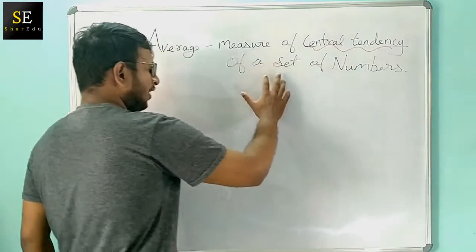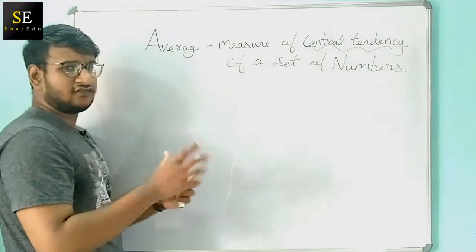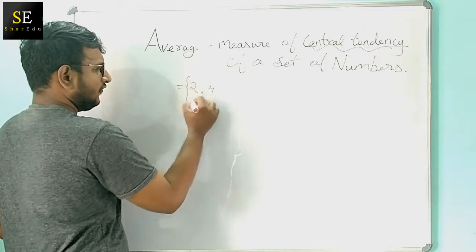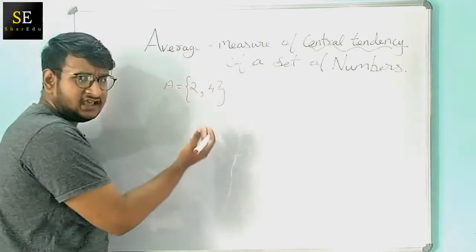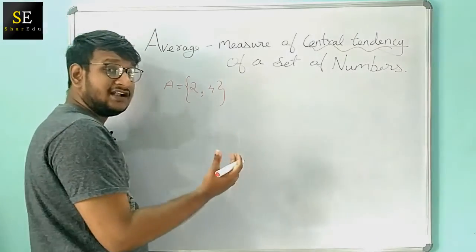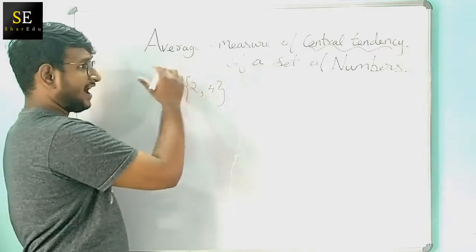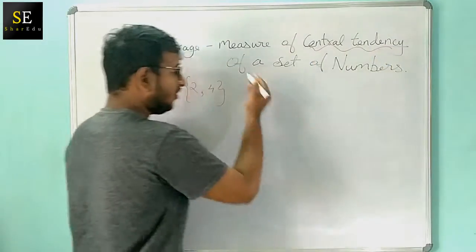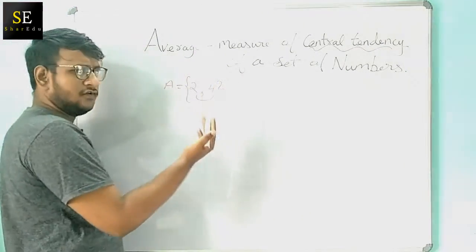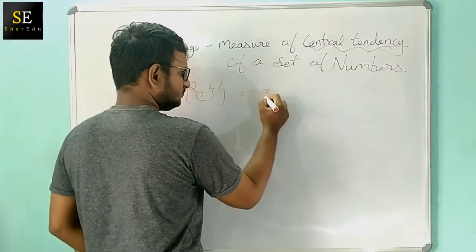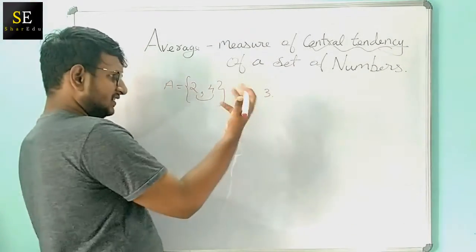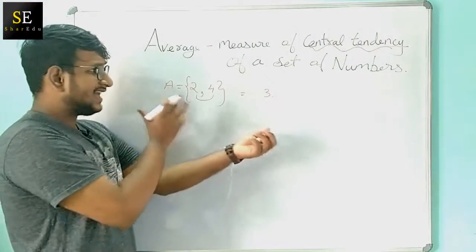So what is a set of numbers? Let me take a set of numbers, 2 and 4. This is set A, with two numbers, 2 and 4, and I am going to find the average of it. By the definition, average is the central tendency of a set of numbers. Now, which is the central number between 2 and 4? It is simple, right? It is 3. So this is the average of 2 and 4. That's all. The average concept is as simple as that.